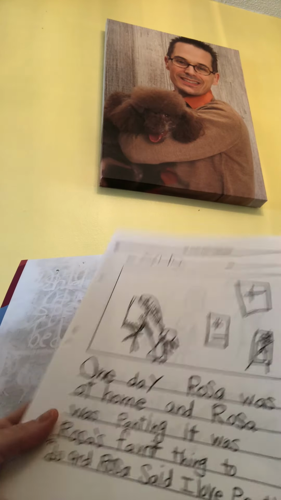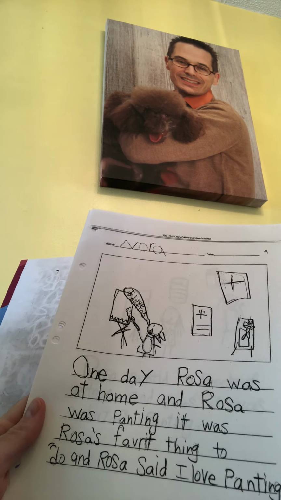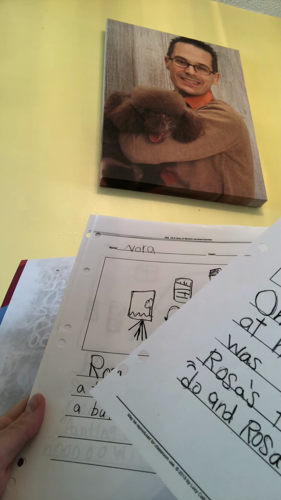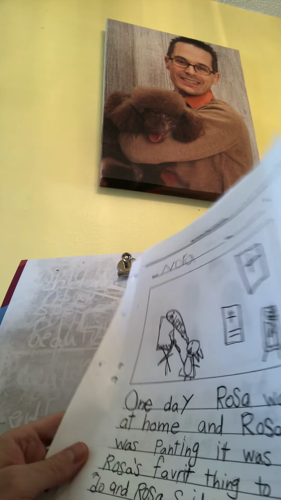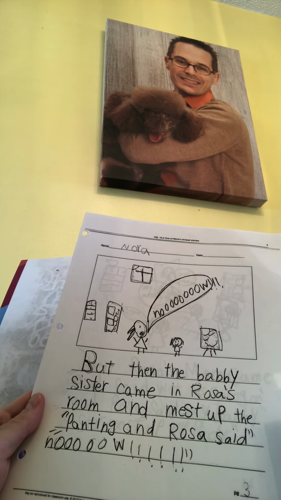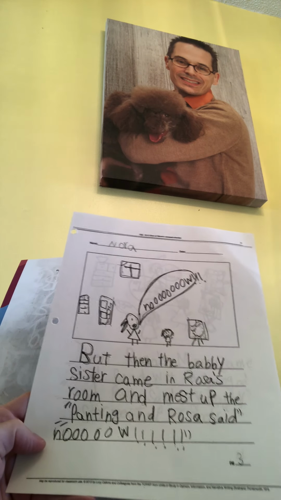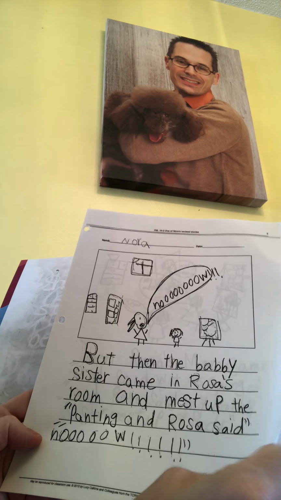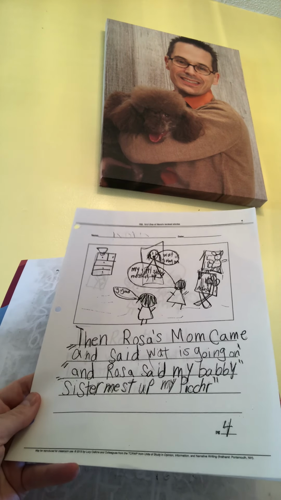Nora wrote about when she was painting at home, and then her baby sister messed up her painting. But look how she has speech bubbles. The baby sister came in and messed up the painting, and then she said, no. See how she is talking? And look at her face. She has the feelings on the faces.